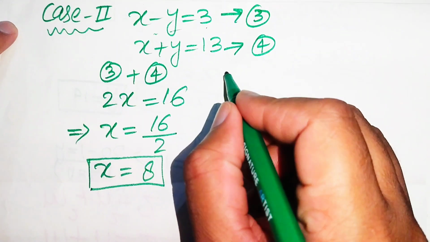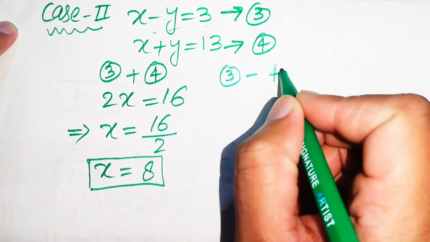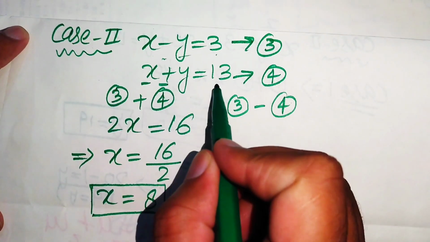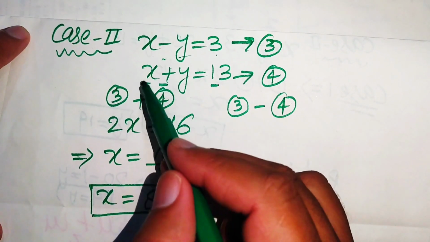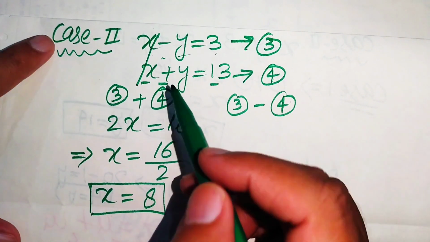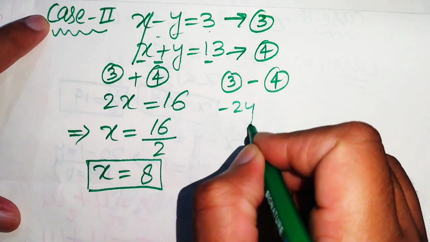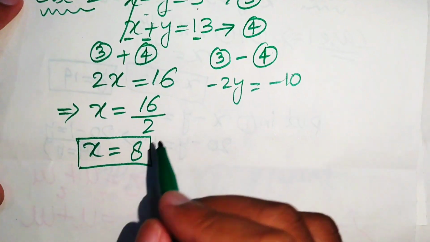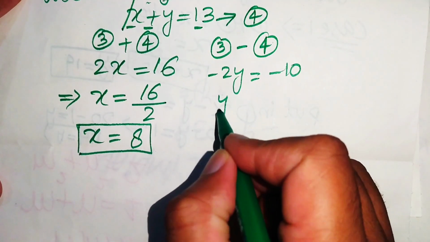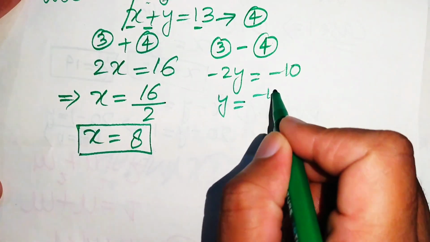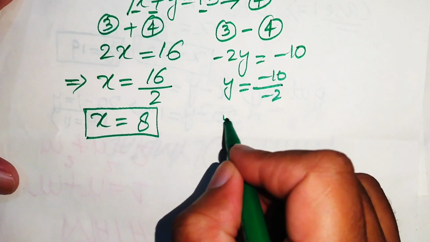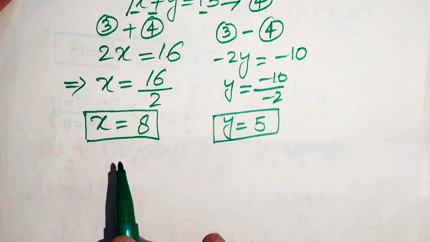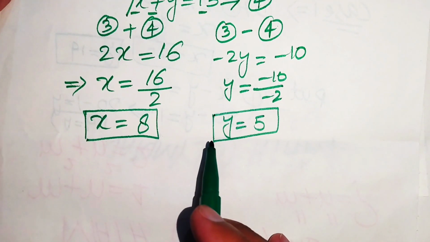And now we subtract equation number 3 and equation number 4. So this is our equation number 3 and 4. When we subtract, it means that we just change these signs. So here the negative and positive x are gone, and we get minus y minus y becomes minus 2y, and 3 minus 13 equals minus 10. So we divide by minus 2, and you get y equals minus 10 over minus 2, and finally you get the value of y equals 5. Okay, so in the second case we have the value of x is 8 and the value of y is 5.